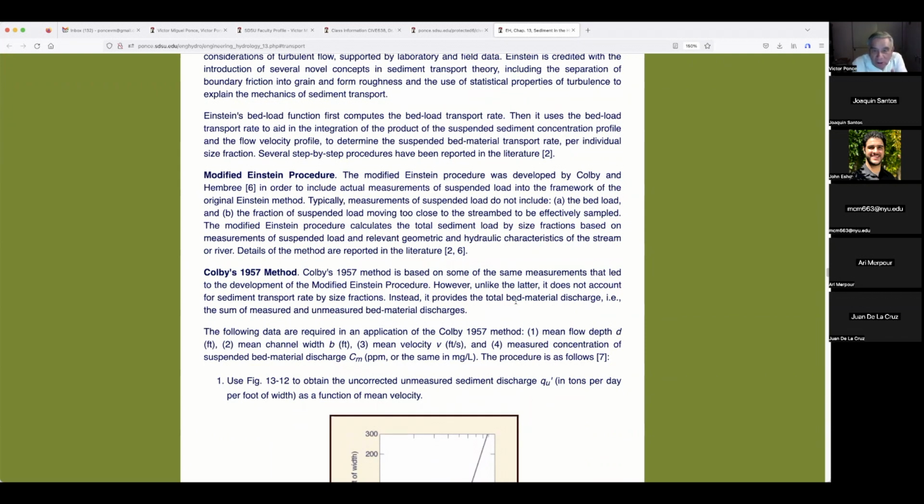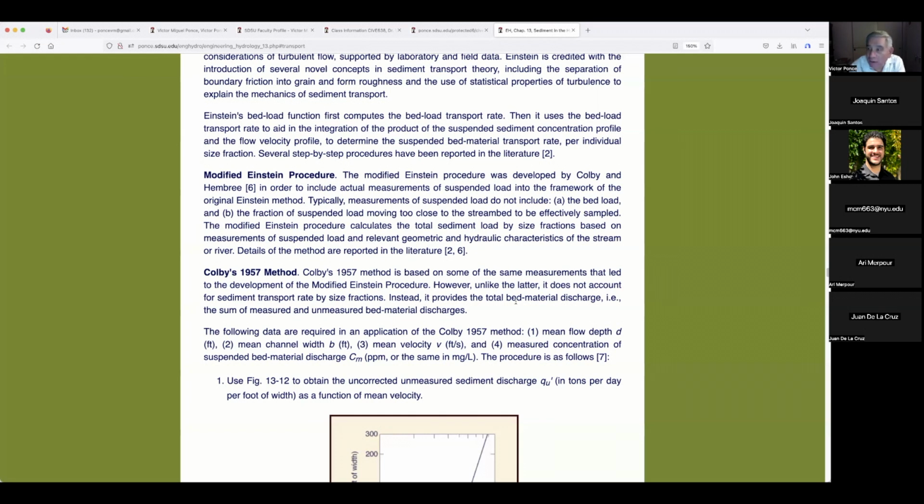Typically, measurements of suspended load do not include A, the bed load, and B, the fraction of suspended load moving too close to the stream bed to be effectively sampled. What does that mean? Well, in plain words, the measurement of a sample of sediment does not include the bed load. Because if it does touch the bed load, it will disturb the bed transport, and then you wouldn't be able to measure anything. So it does not touch the bed load. And for that matter, it doesn't touch the suspended load in the proximity of the bed load. That is a certain amount in feet, maybe 0.2 feet, that the sampler does not get to.